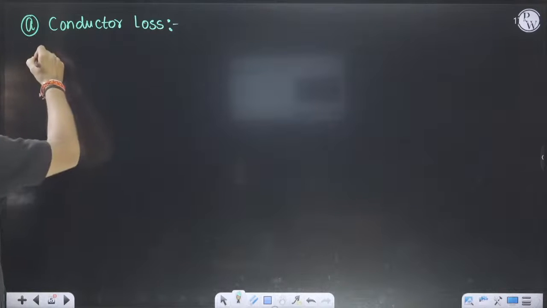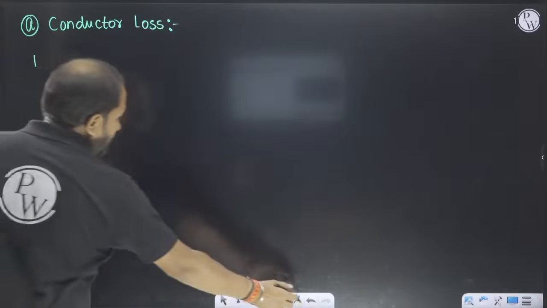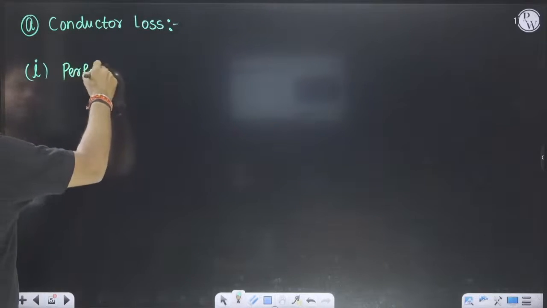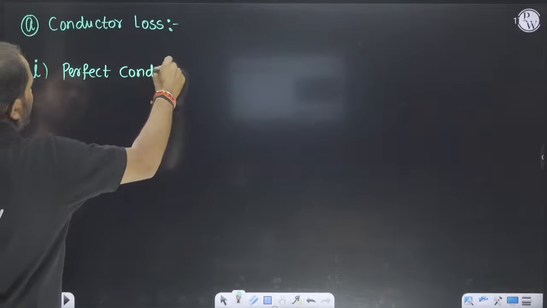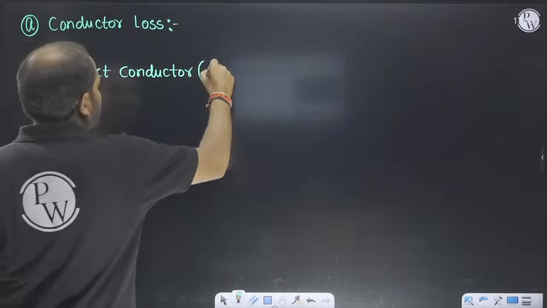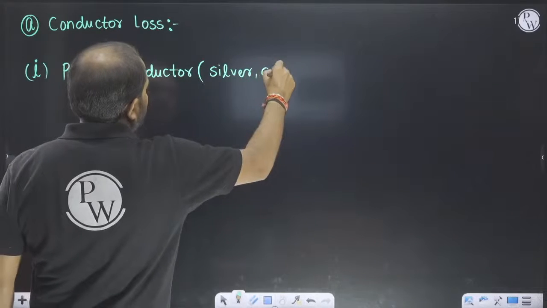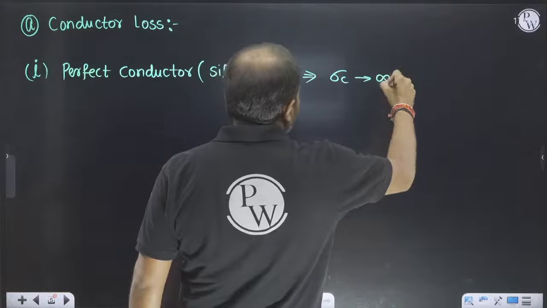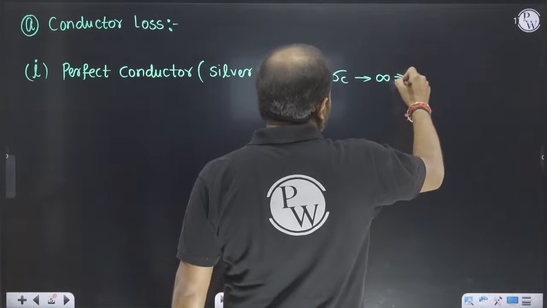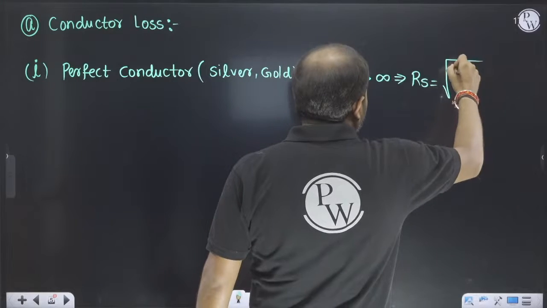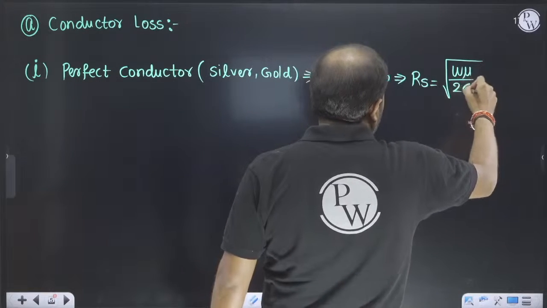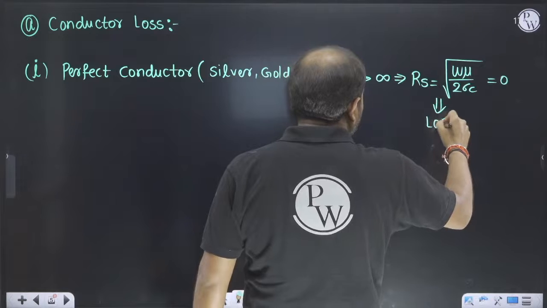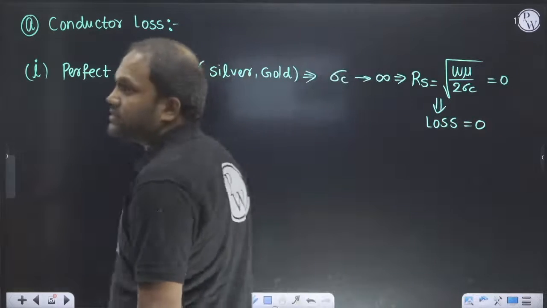So for conductor loss, first of all I will take the perfect conductor. A perfect conductor is silver, gold, something like that. In the case of a perfect conductor, conductivity is very high, infinite, and because of that the surface resistance will be 0. Since the surface resistance is 0, the power loss will be 0, because resistance is 0, so loss will be 0.